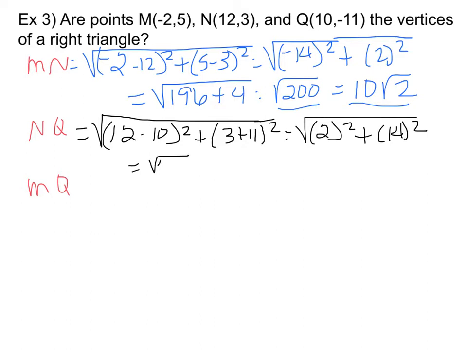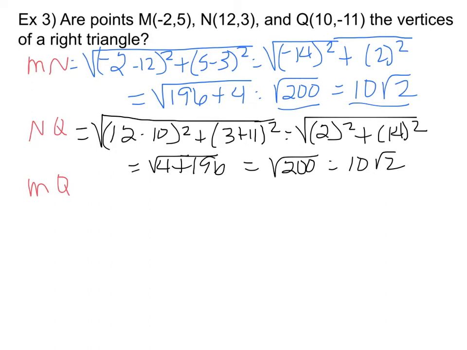So we have the square root of 4 plus 196. Basically, I think we're looking at an isosceles triangle here, people, because those sides are the same. Super cool. All right, let's do this thing.